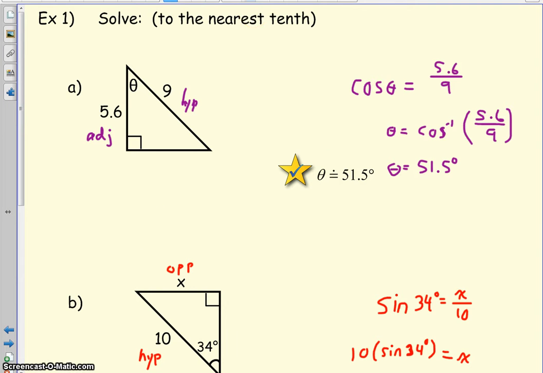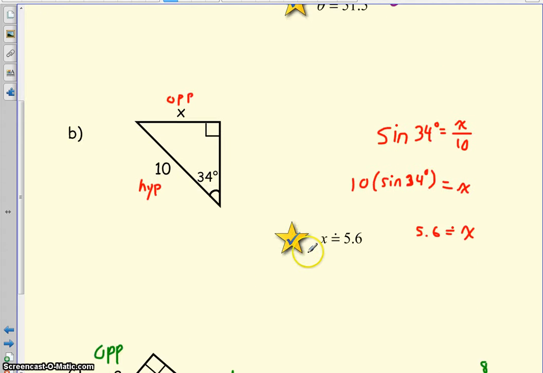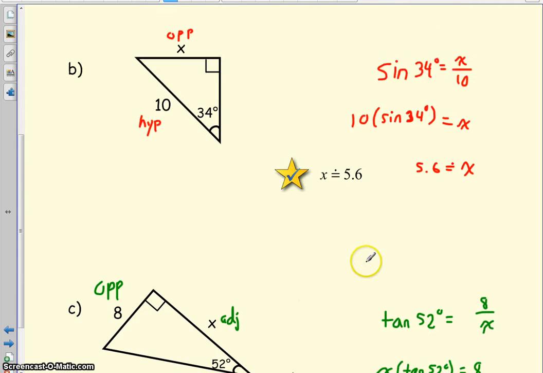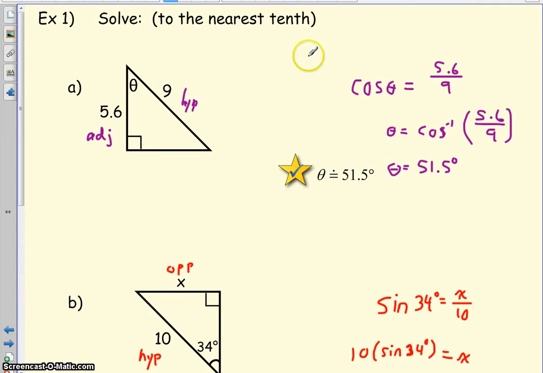Alright, so take a second here and check your answers. So you should get 51.5 degrees for the angle in A, 5.6 for the length of x in B, and 6.3 for the length of x in C. If you got all these answers correct, you can go ahead and move on to the next examples or to the next slide. But if you're not sure where these came from, you can walk through them here with me.